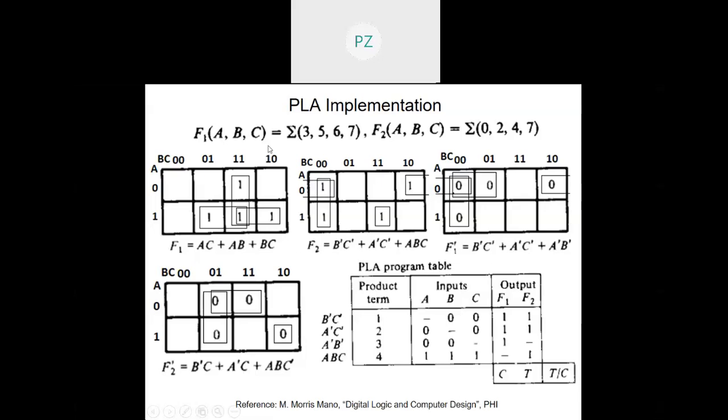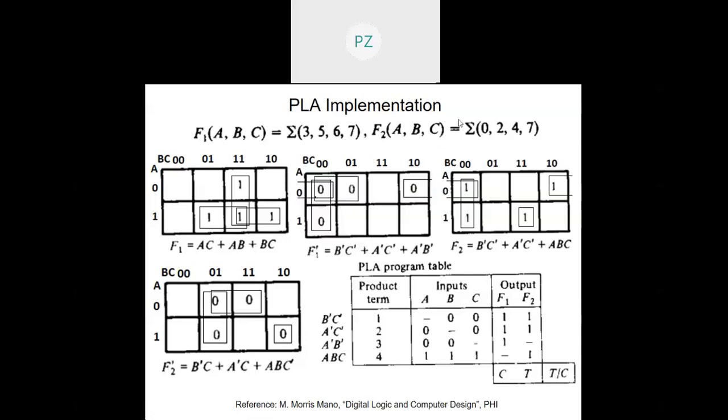You can see F1 is 3, 5, 6, 7, that is minterms 0, 1, 2, 3, 4, 5, 6, 7. This is F1, so you can combine like this and you get AC plus AB plus BC. Likewise, you have F1 dash. Let me correct it. I made the correction. I've put F1 dash sidewise.